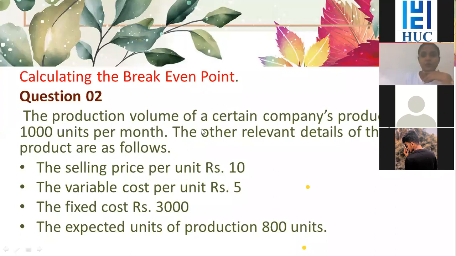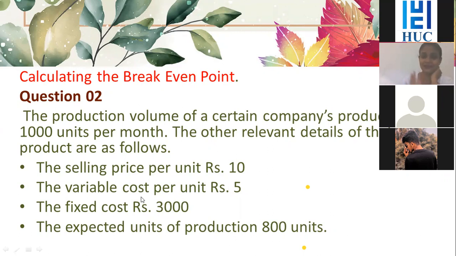The production volume of a certain company's product is 1,000 units per month. That means output 1,000 units. The other relevant details of the product are as follows. Selling price per unit rupees 10. One unit is sold for 10 rupees. Variable cost per unit, not the total variable cost. The variable cost to make one unit is rupees 5. Fixed cost, here fixed cost 3,000.